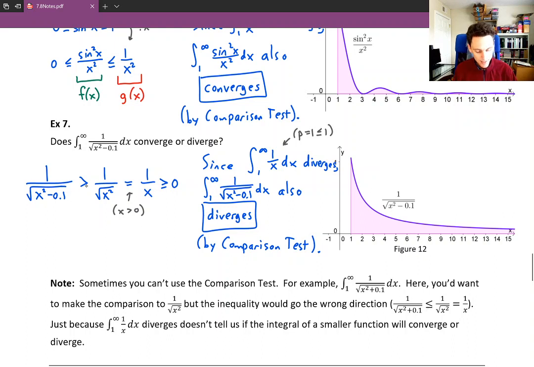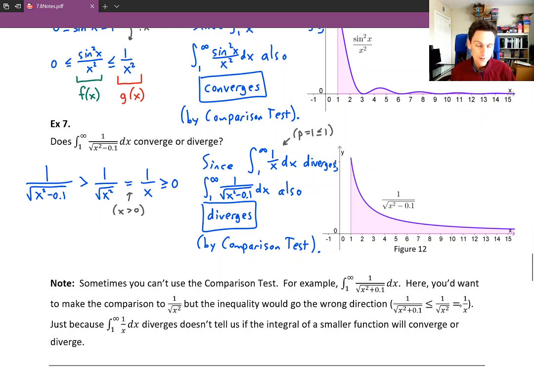You would have the inequality direction that we had in example 7 flipped, so you'd have 1 over the square root of x squared plus 0.1 is less than, and you could put or equal to if you wanted to, the equal to is optional, 1 over the square root of x squared, which is 1 over x. But here, again, the inequality is going in the wrong direction.